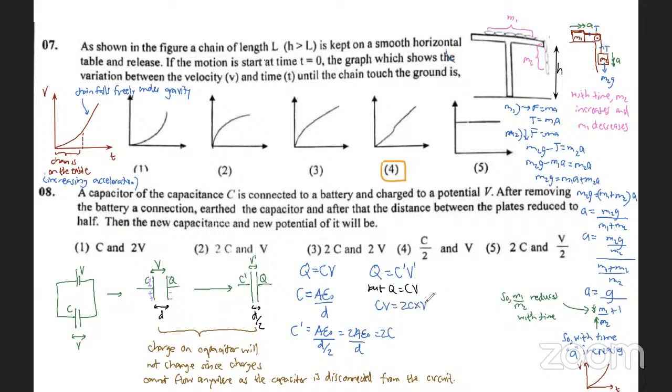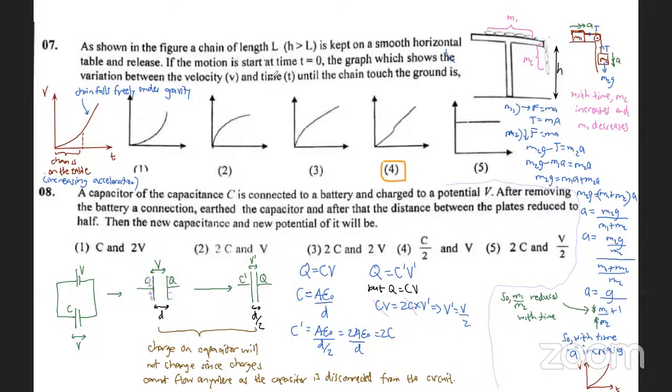How do I know C dash is 2C? Using the capacitance equation. Therefore, the C will get cancelled out now. Then V dash, I'm getting V by 2. V dash is equal to V by 2. So that's the answer I'm getting for that: 2C and V by 2.